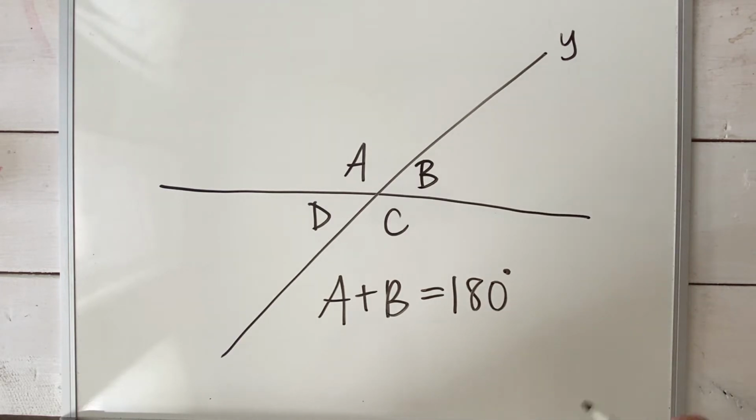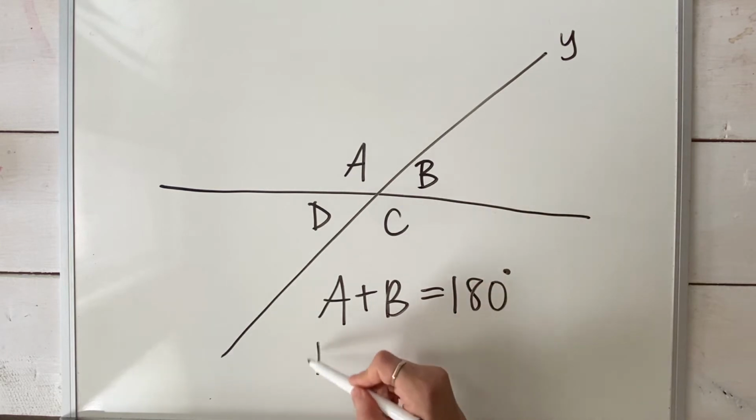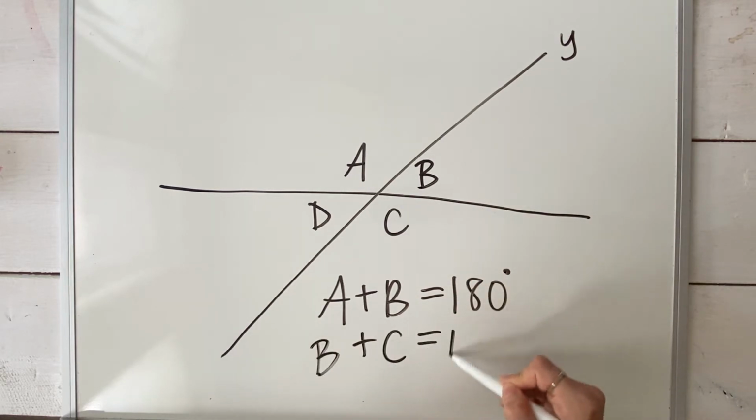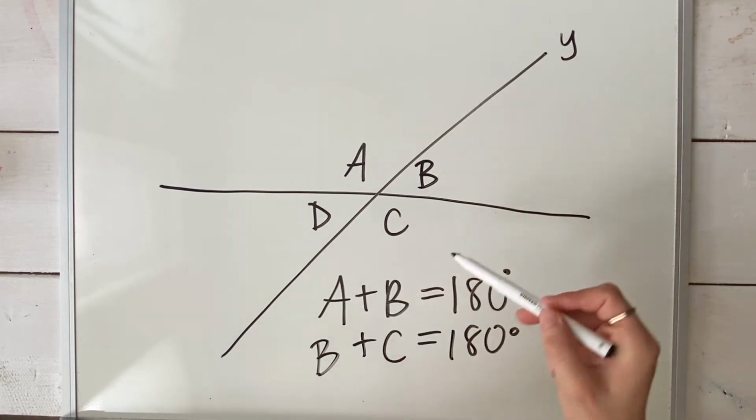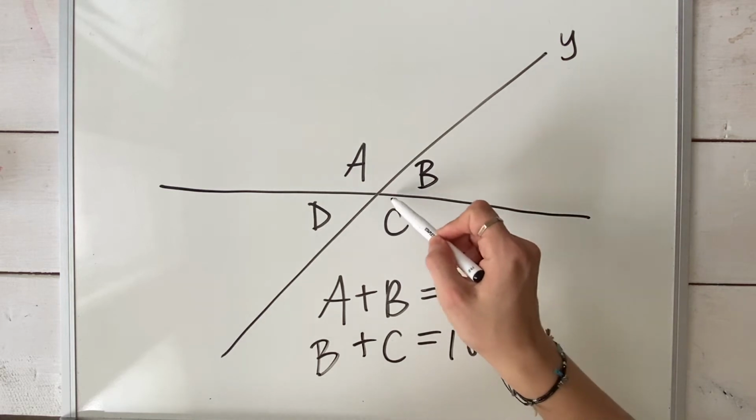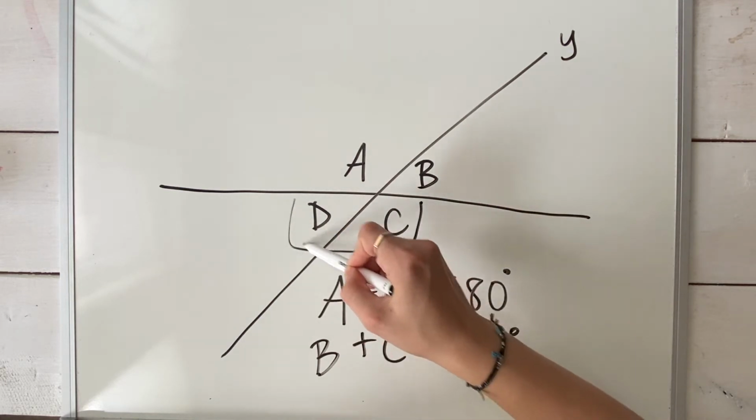You'll notice that the line Y, which created the angles, is also a line. So B plus C will also equal 180 degrees. Following that logic, we can go around the lines and find two more supplementary pairs, C plus D and D plus A.